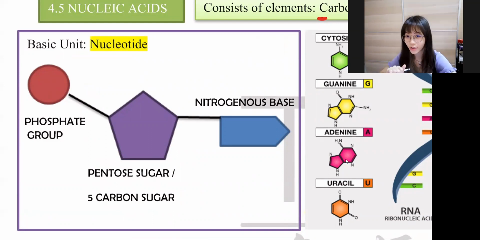It comes in 3 different shapes. We have the one round in shape. As long as you see a circle, a round shape, it means a group. This group is called the phosphate group. It is known as phosphate group.